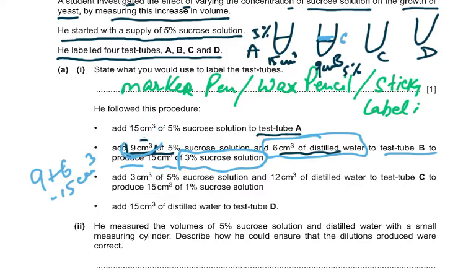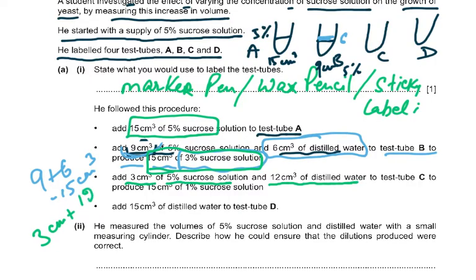This is a 15 cm cube of 5% sucrose solution, and here we have 15 cm cube of a 3% sucrose solution. And then you add 3 cm cube of 5% sucrose solution, and to this you add 12 cm cube of distilled water. So 3 cm cube plus 12 cm cube of water to test tube C prepares again a total of 15 cm cube of 1% sucrose.